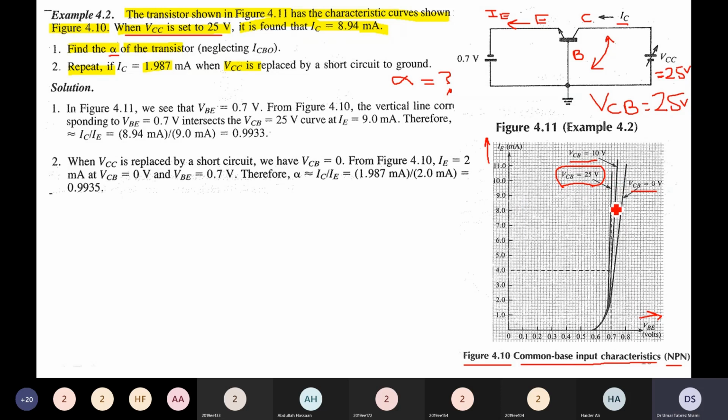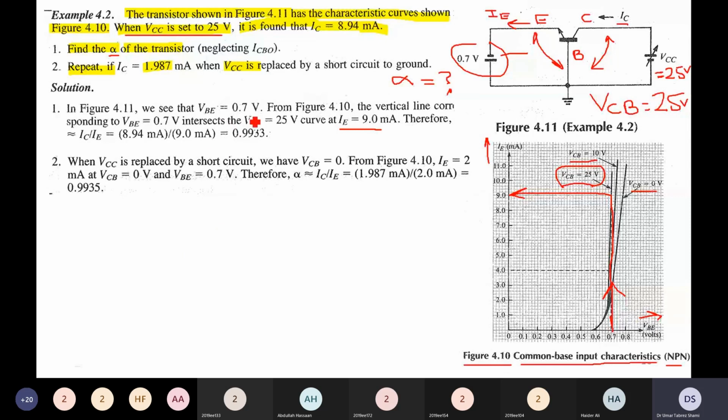So we will follow this third graph, and the voltage between emitter and base is 0.7 volts on the graph. It intersects our characteristic here, and this corresponds to IE equal to 9 milliamperes. In figure 4.11 we see that VBE is equal to 0.7 volts. From figure 4.10, the vertical line corresponding to VBE equal to 0.7 volts intersects the VCB equal to 25 volts curve at 9 milliamperes.